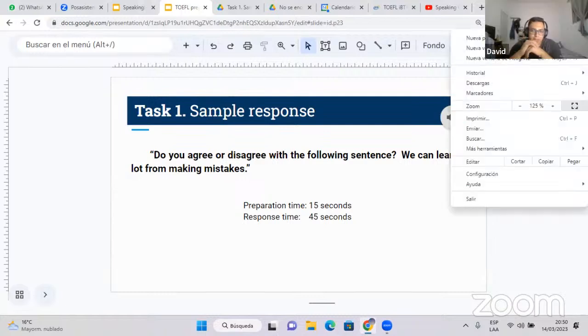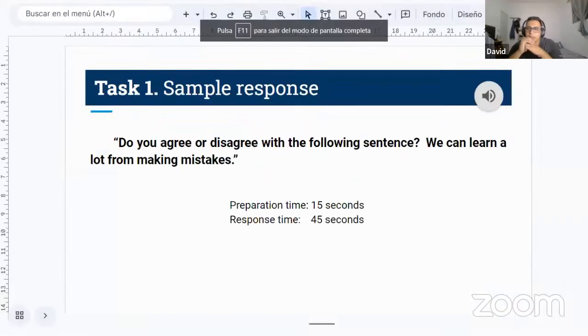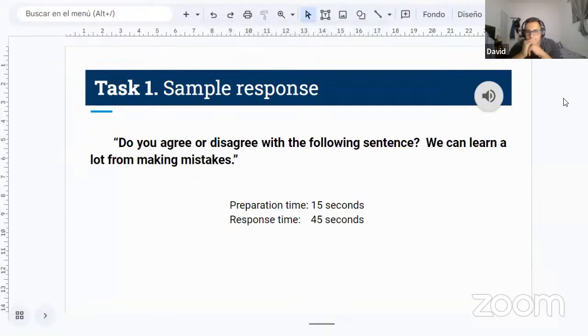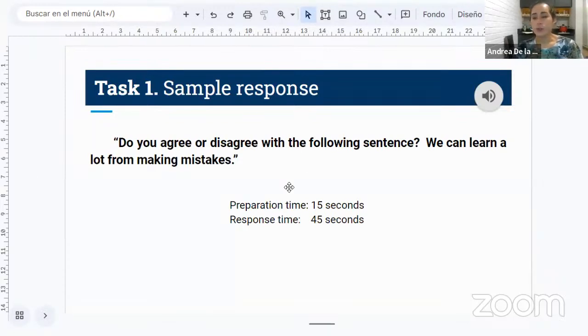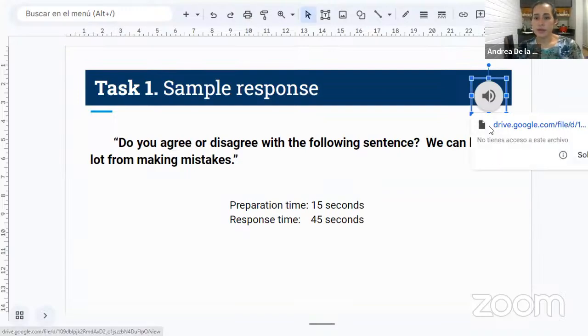Do you agree or disagree with the following sentence? We can learn a lot from making mistakes. Okay, thank you so much, David. I see that now it's working. Great, so we're gonna listen to a sample response for this. Okay, we can learn a lot from making mistakes, agree or disagree. Let's hear it. It's a little bit more realistic than the other one, okay? We're gonna see.